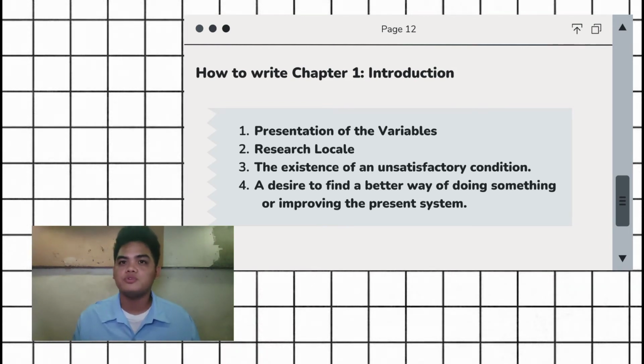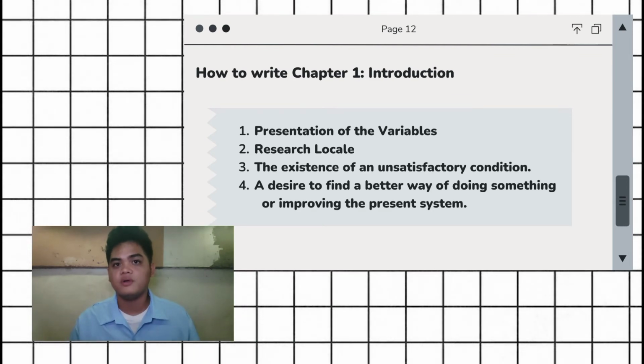So the sequence of procedures that I will be going to discuss will definitely help us to write our introduction. So this sequence of procedures are formulated by the authors of this material. So they provided 4 parts. So the number 1, presentation of the variable. So in this part, it will not just going to define your solution, but it will also describe the importance of your solution.